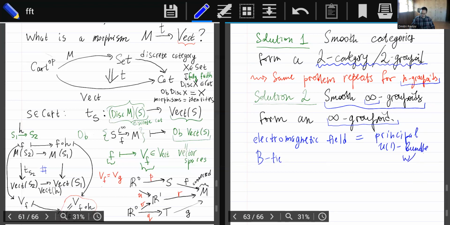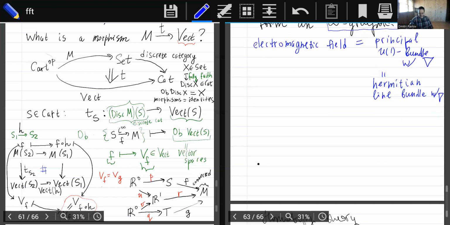With connection. Or alternatively, it is the same thing as a Hermitian line bundle with connection. So this would be an example that fits into what we discussed today. But of course, the electromagnetic field is not the only possible example.